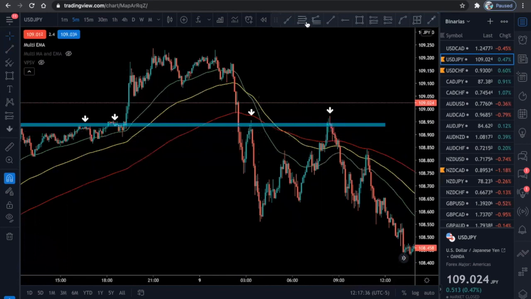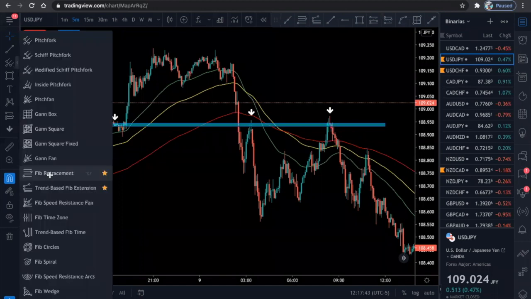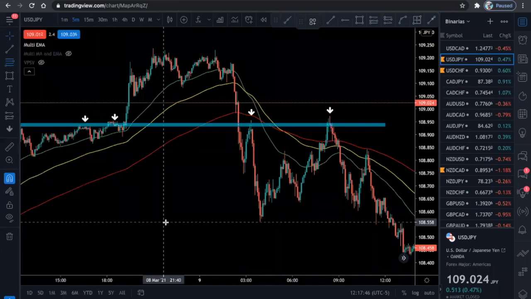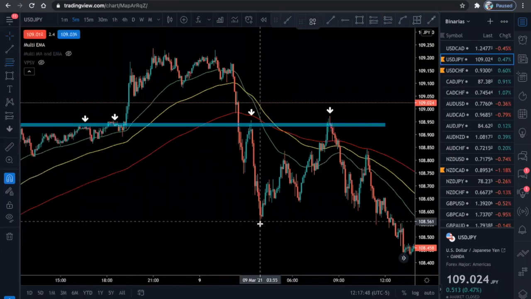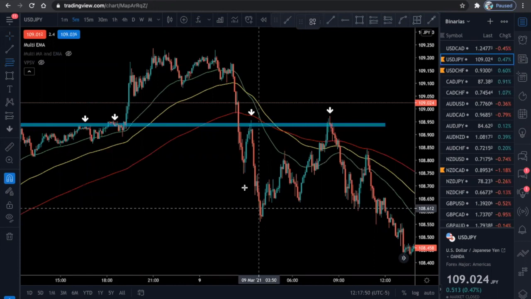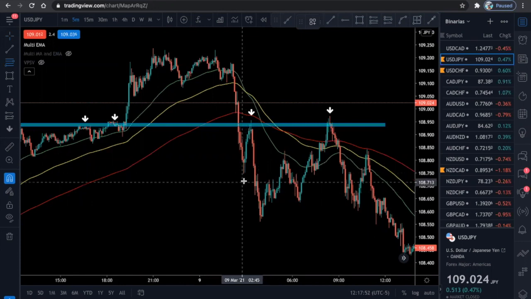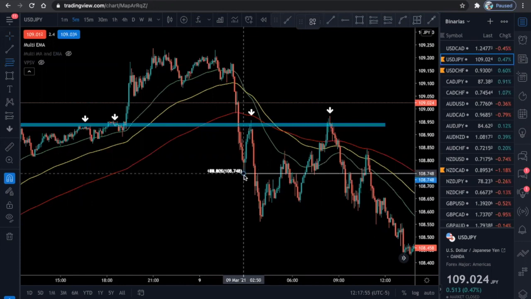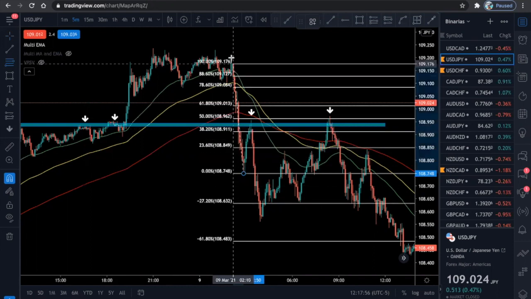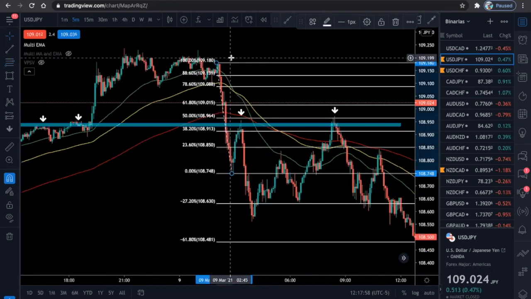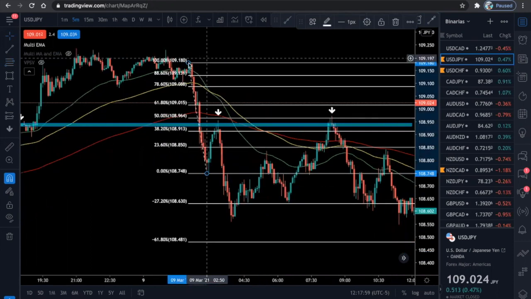So I go to my Fibonacci retracement. I can find it in TradingView right here. I see Fib retracement. I like to put my magnet on, and then I go from the end of the, well, here's the first impulse. I want to go from the end of the wick to the beginning of the wick. Or I can even take this one also.